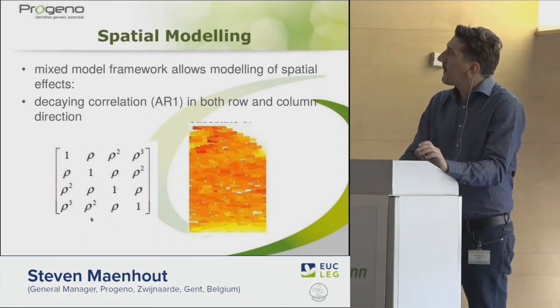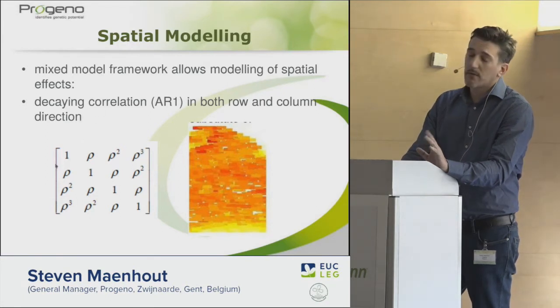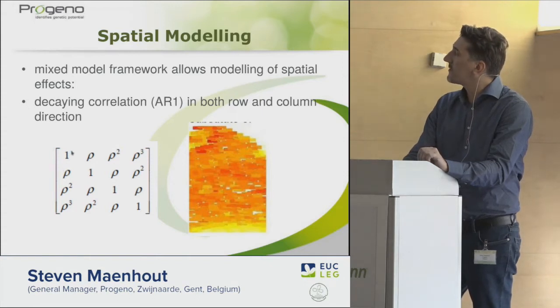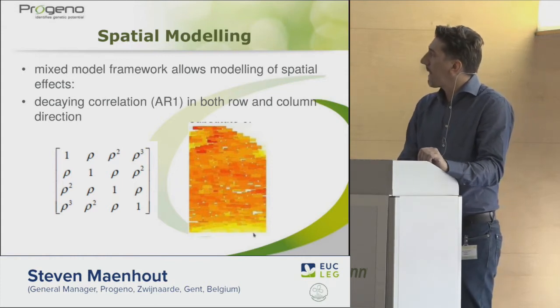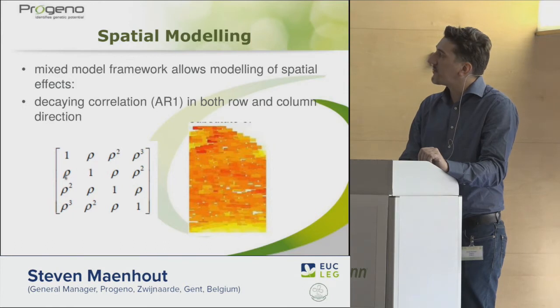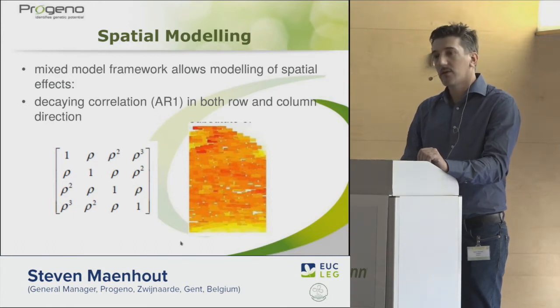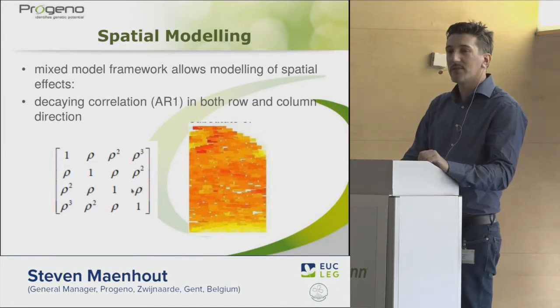Spatial modeling is one of the big advantages, I guess. The mixed model framework allows modeling of spatial effects. There are various different models, but this one is, I guess, the easiest to understand. So imagine that this is your trial, and let's just do the direction of the rows. So I'm just going to look at that. My matrix is a lot smaller than the number of rows here, so I just didn't have a picture that fitted nicely to this matrix.